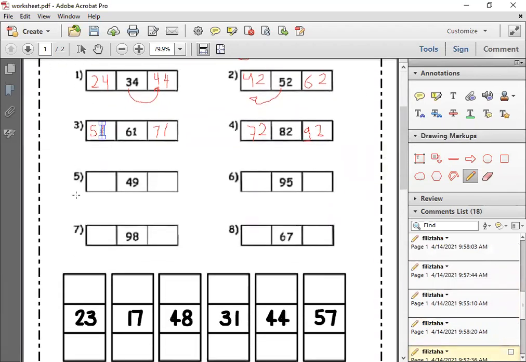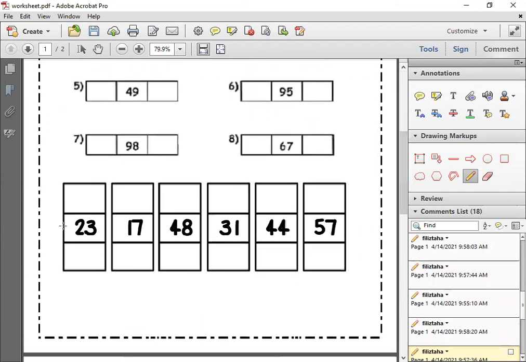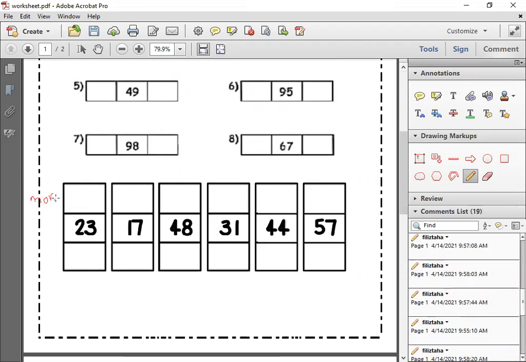Okay, try to answer 5, 6, 7, and 8 by yourself. Now, let's try to answer this. 23. Here we're going to write the more and here we want to write the less. I want to find the number that is 10 more than 23. 10 more means we're going to write the ones the same, 3. And 10 more means we're going to find the number that comes after 2, which is 3. The number that is 10 more than 23 is 33. Now, I want to find the number that is 10 less than 23. The number that is 10 less than 23 means I'm going to write the same ones.